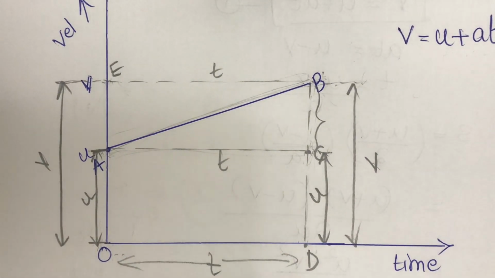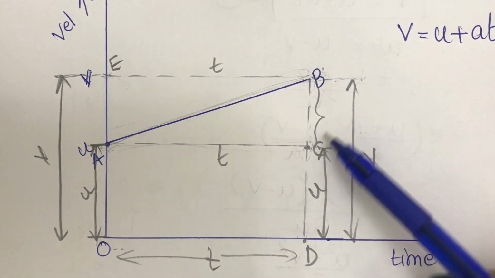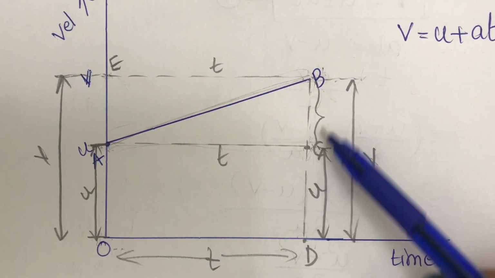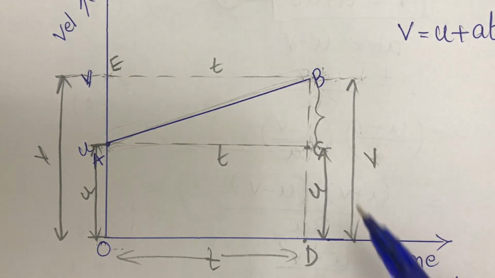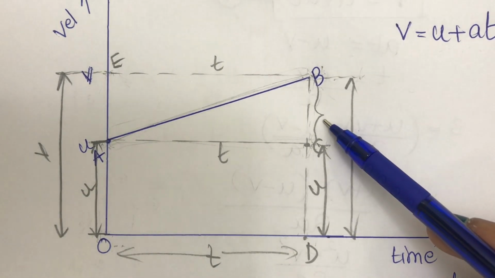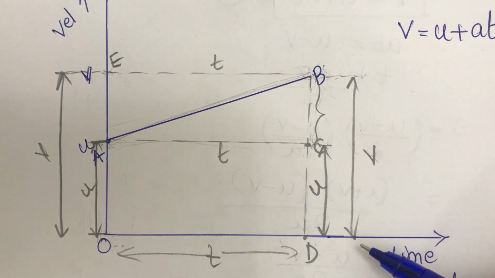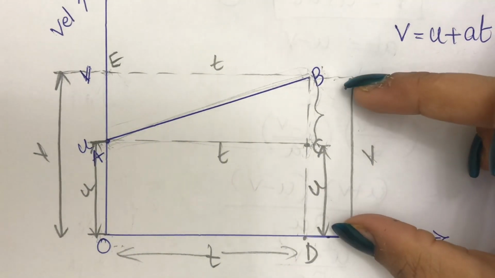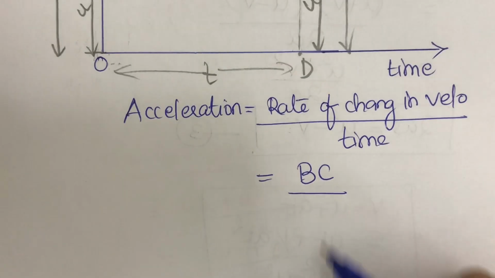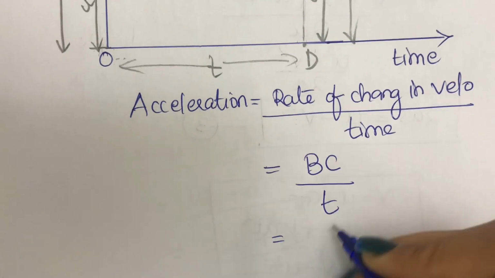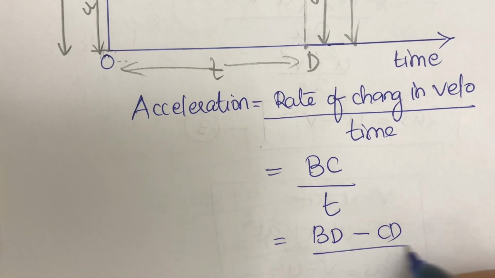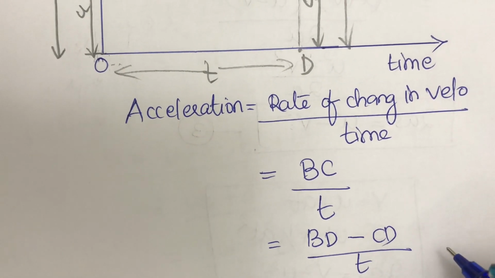So the acceleration is the rate of change of velocity. From u it changed to v. So what will be my change? This will be my change, so BC by T. Now what is BC? BC is BD minus CD, so BD minus CD will give me BC, right? So BC by time will be BD minus CD by time. What is BD?